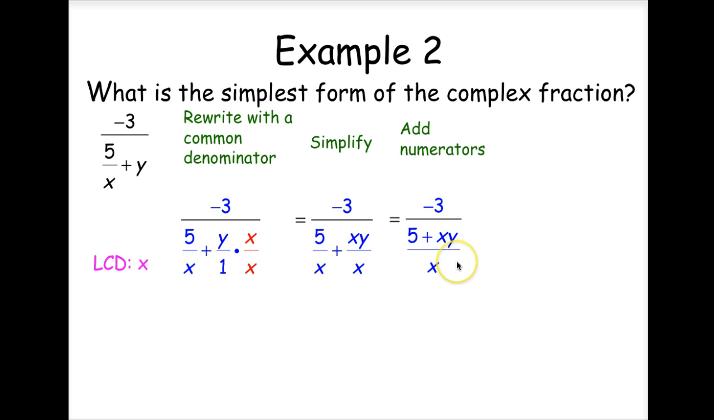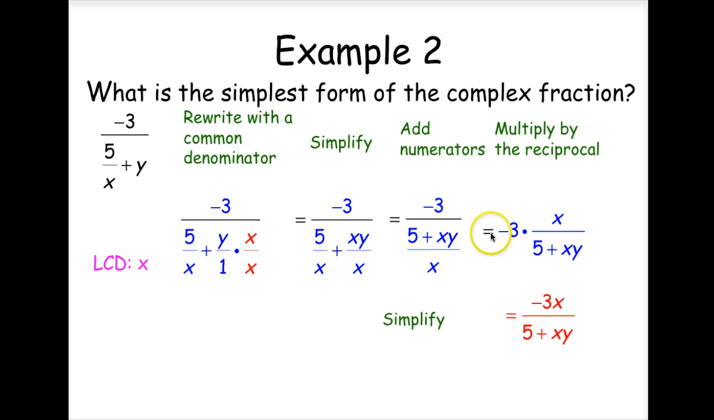We're dividing by a fraction, so we're going to multiply by its reciprocal. -3 times x is -3x, and we rewrite it over the denominator. Very good. Let's try a little practice on our own.